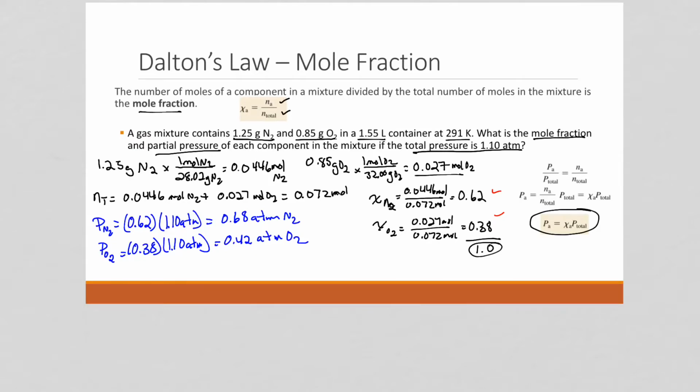And of course, the sum of these partial pressures should add up to the total pressure, which is 1.1. Now, there may be certain rounding errors, but what we can see here is that the fraction of the moles is directly related to the fraction of the pressure, right? So if I have 62% of the moles, 62% of the pressure is going to come from that. And 62% of 1.1 is 0.68. That's essentially the calculation that I did. So mole fractions are another useful way that we can work with partial pressures when we have a mixture of gases.